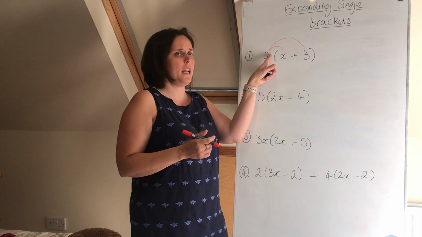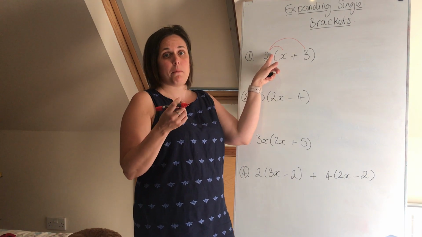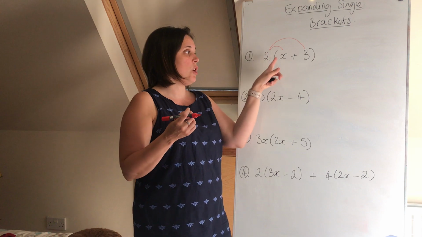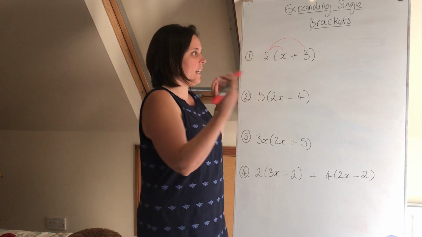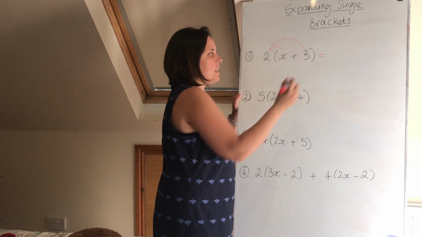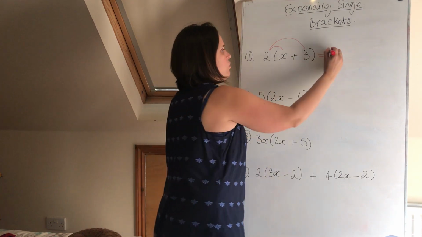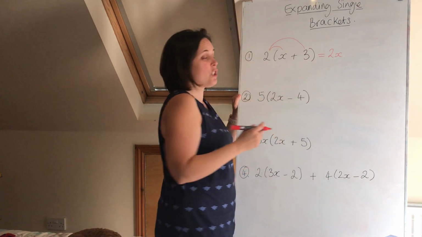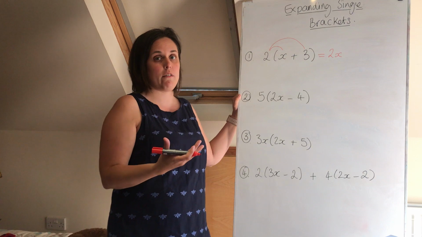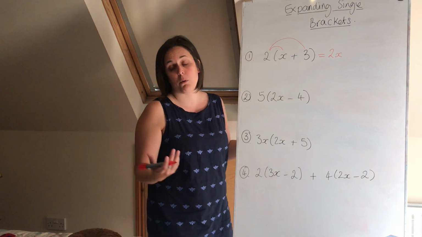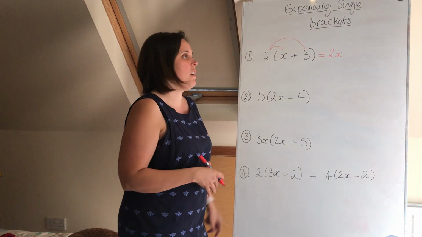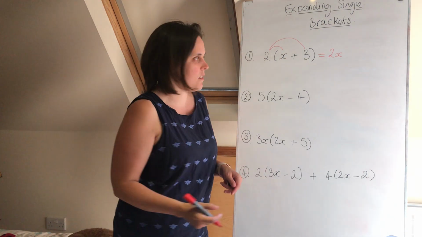So remember, nothing here. In algebra that means that we're multiplying. So we do 2 times x. And again, because it's algebra, instead of writing 2 times x, we just write 2x. So that just means 2 lots of x, whatever x happens to be. So for example, if x was 7, we would have 14. If x was 10, we'd have 20, and so on.